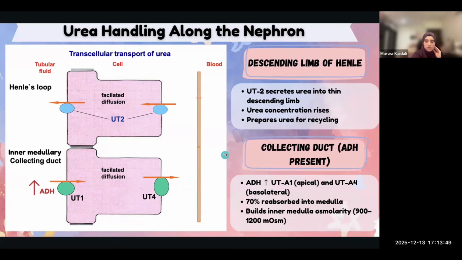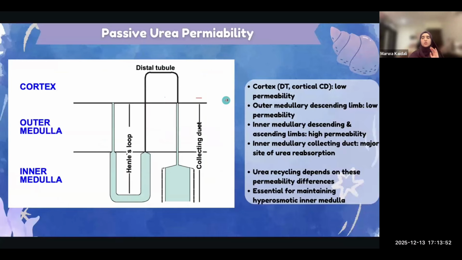Now let's talk about the permeability of urea. This is important. In the cortex, urea is not permeable at all. It cannot move in the cortex at all. When you go down to the outer medulla, it starts to get slightly more permeable, but it's still very slight. But when you go to the inner medulla, as we said, it is the major part where urea acts.